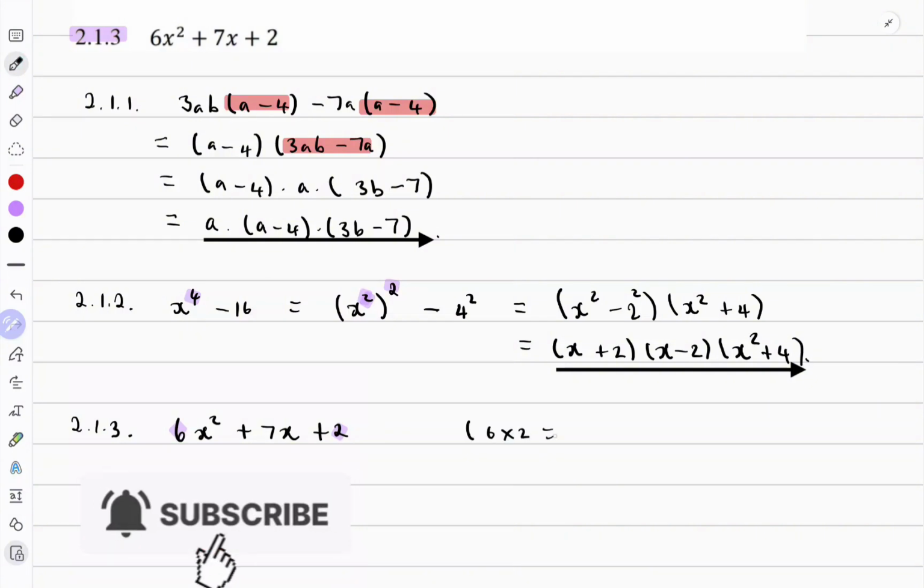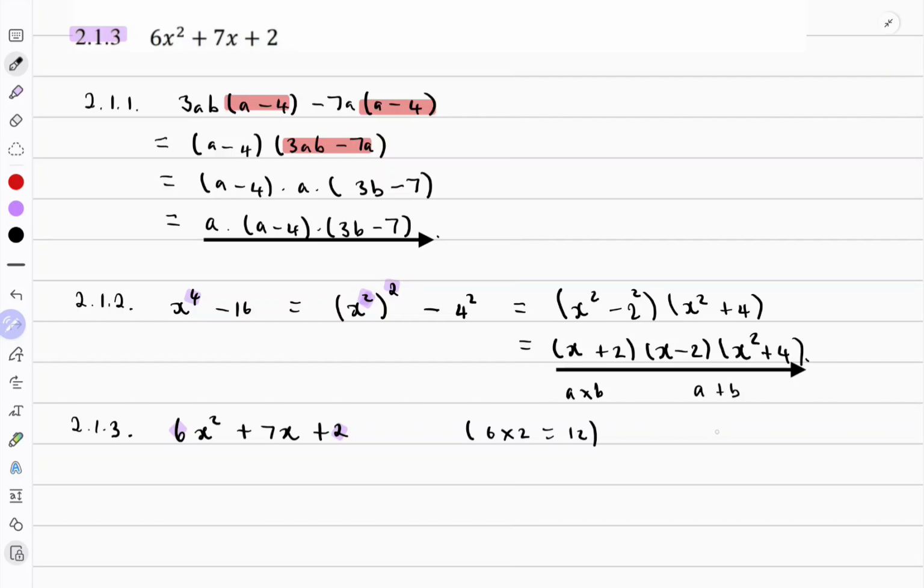6 times 2 is 12. So you have to find a pair of numbers such that when you multiply them, you get 12, and when you add them, you get the middle term, which is 7. So let's find those two numbers. Already you can see 4 plus 3 is 7, and 4 times 3 is 12. So the magic numbers in question are 4 and 3.